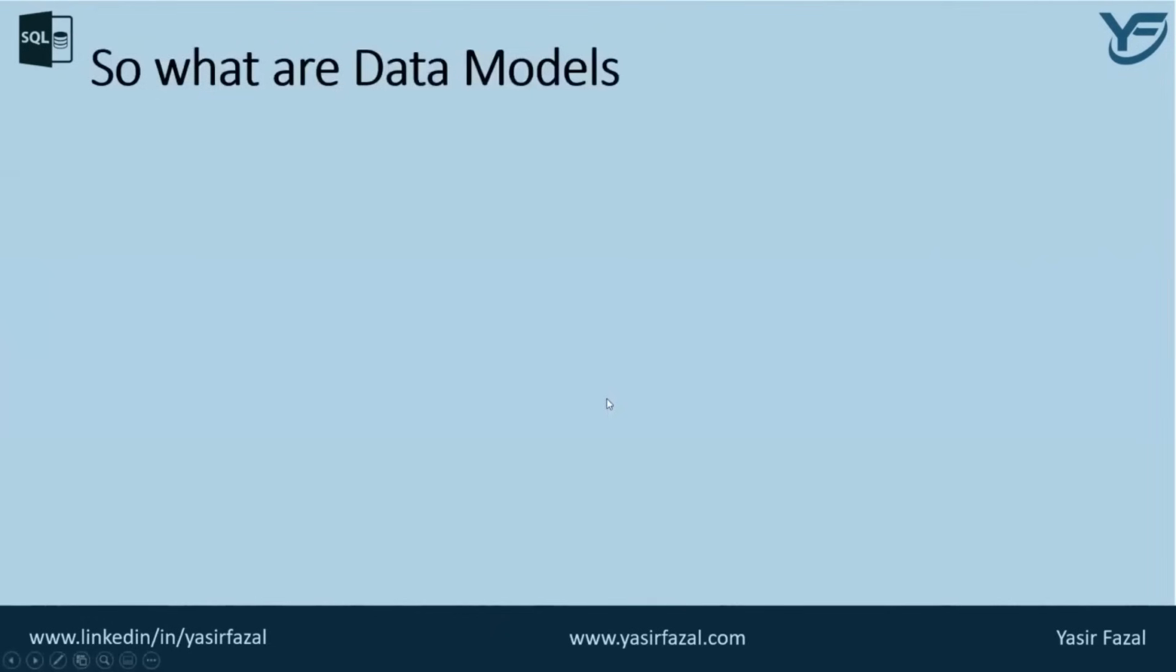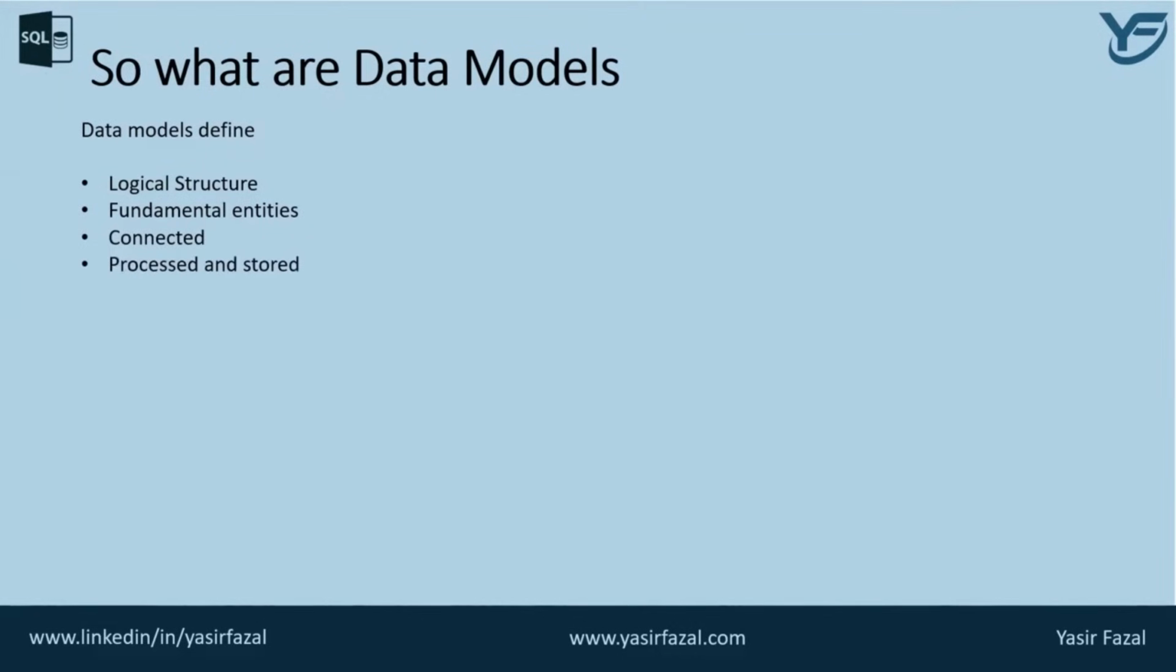So what basically are data models? When we talk about data models, they basically define how the logical structure of the database is modeled. Data models define the fundamental entities that introduce the abstraction in a management system, for example, a database management system. Data models also define how data is connected to each other and how it is processed and stored inside any system.